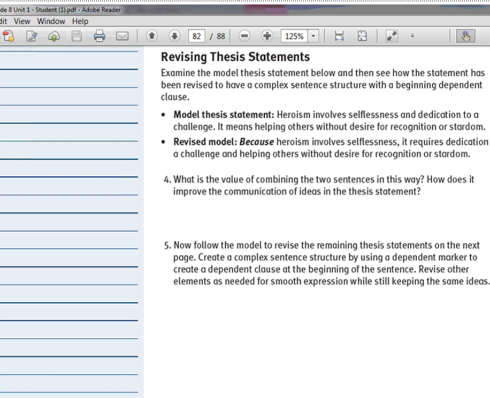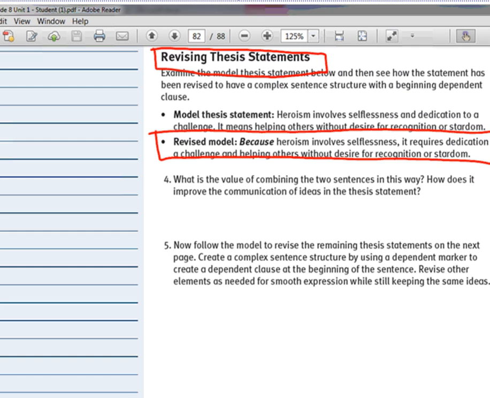Okay, we're on page 82, and we're focusing on some example thesis statements. So on page 82, they've got this subtitle called Revising Thesis Statements at the bottom. And they have a really good example of a thesis statement that I want you to highlight. I want you to box it in. It's a really nice example.